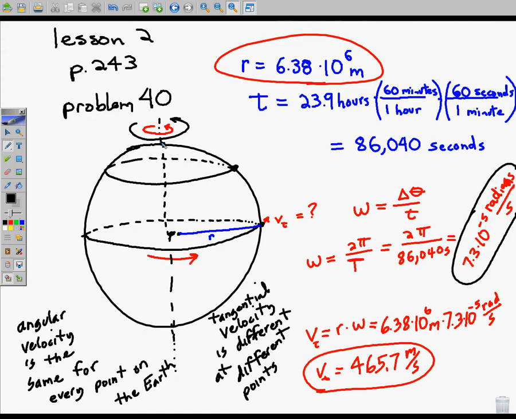So it's like exponential then? It probably is going to follow some sort of trig function, like sine or cosine. So we're going to come up here, and at this point right here, the tangential velocity is 1/3 of that where it is on the equator. So it's going to be 1/3 of 465.7.